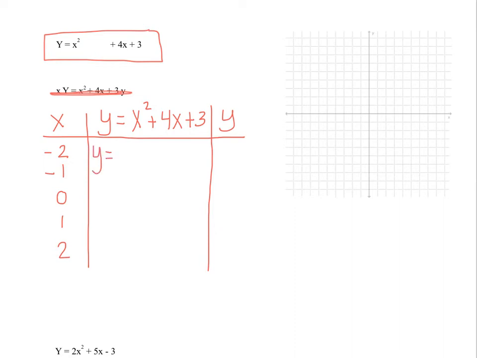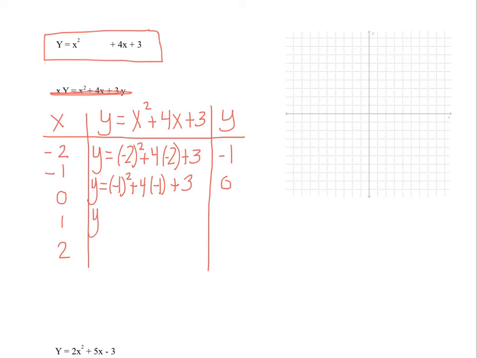Y equals, put it in parentheses, negative 2 squared plus 4 times negative 2 plus 3. Now do the math. Negative 2 squared is 4 plus 4 times negative 2 plus 3 is negative 1. Negative 1 is our next value for x. Y equals negative 1 squared plus 4 times negative 1 plus 3. Negative 1 squared is 1 plus 4 times negative 1 plus 3 is 0.